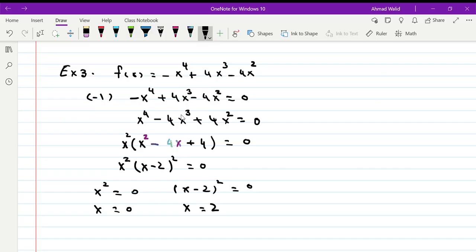Now, these are the zeros of your polynomial function, which is 0, 0. It means this function is passing through the origin of the coordinate system, and the other zero is 2 and 0, which is another x-intercept of your function.